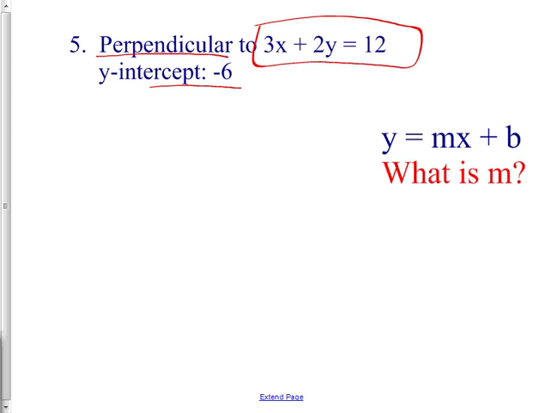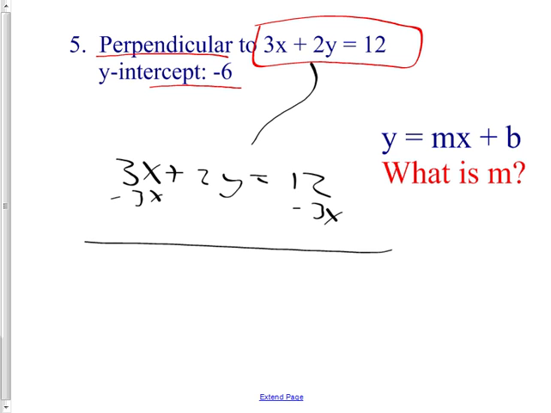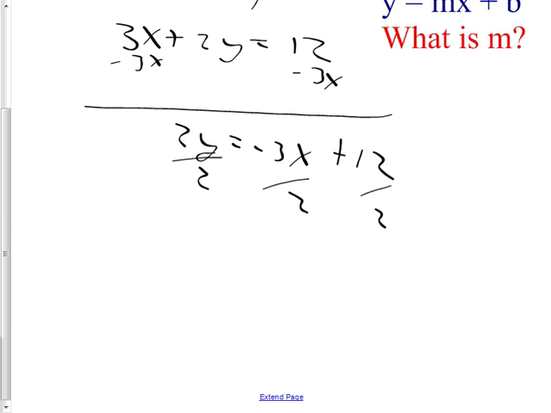Okay, here's what you should have done. You should have taken this, solved it for y. 3x plus 2y equals 12. First of all, minus 3x, minus 3x. Then I would recommend you put the x's on the left, like that. Then I would recommend you divide by 2, divide by 2, divide by 2. Final answer, y equals negative 3 halves x plus 6.